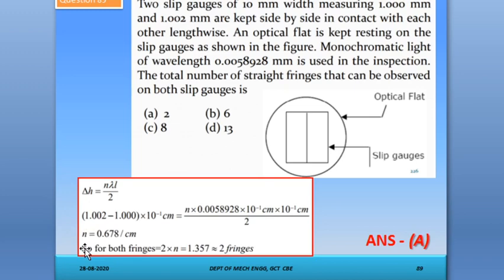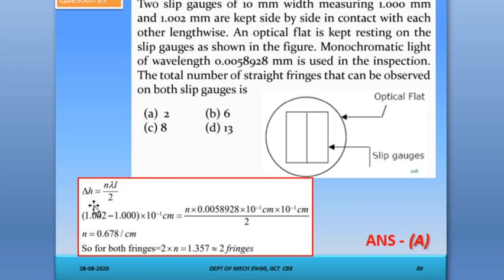The number of fringes n is calculated. Since there are two slip gauges used, n equals 0.678 per centimeter, which is multiplied by 2 for the two slip gauges. Therefore we have two fringes as the correct answer. The straight fringes that can be observed on both slip gauges are 2. Option A is the correct answer.